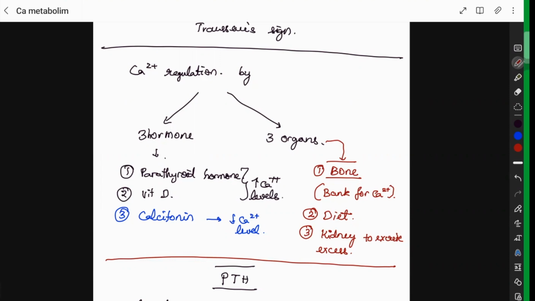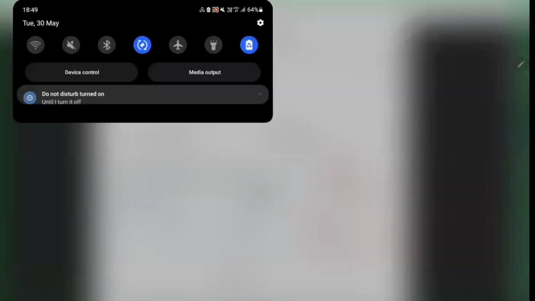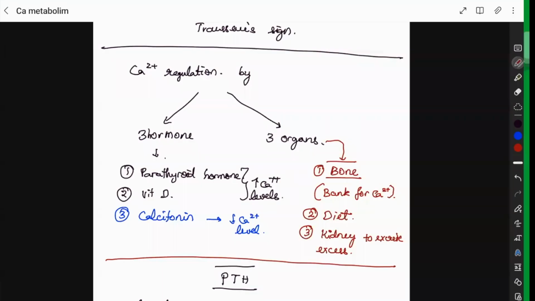What are the 3 organs you are going to remember? Number 1 is your bone. B for bone, and B also stands for bank: your bone acts as a bank for calcium. Then diet, which is your absorption. The factors affecting absorption of calcium from your GIT are the second organ. The third is the kidney, which excretes the excess calcium. These 3 are the major factors involved in the regulation of your calcium ion.